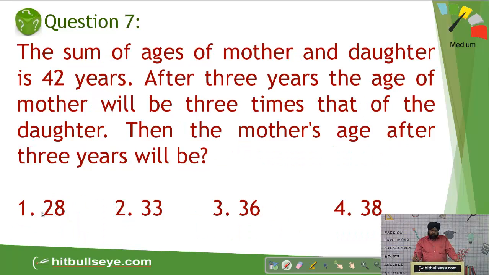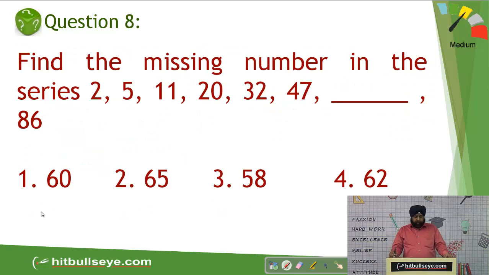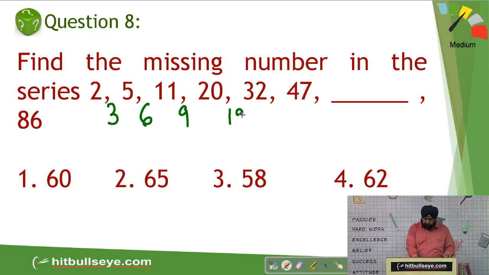The sum of the ages of mother and daughter is 42 years. Very simple question of ages. Students, you can do it yourself. Find the missing number in the series. So let us just try to solve it. The difference is of 3. 5 and 11, difference is of 6. 11 and 20, difference is of 9. 20 and 32, difference is of 12. 32 and 47, difference is of 15.